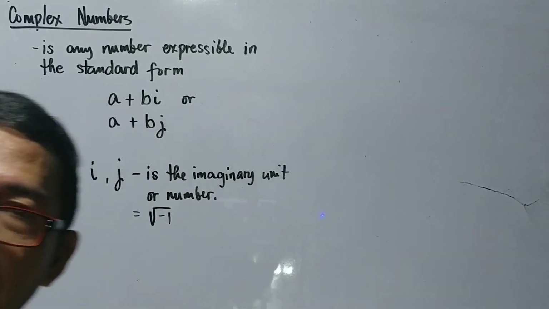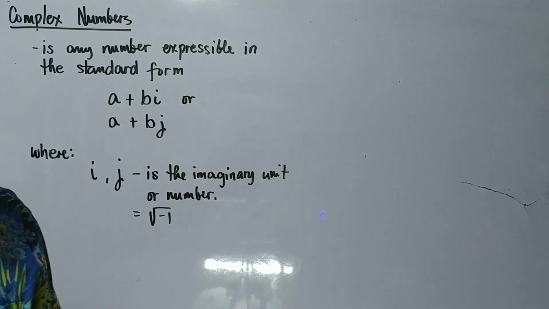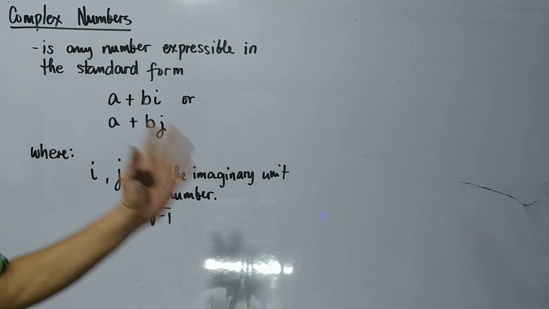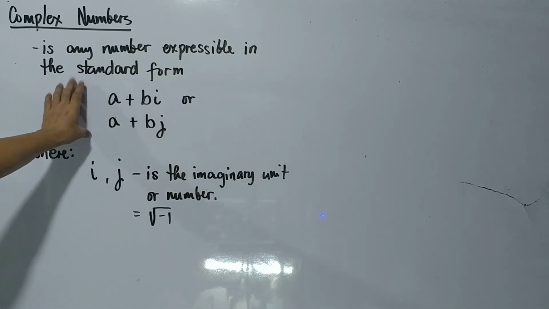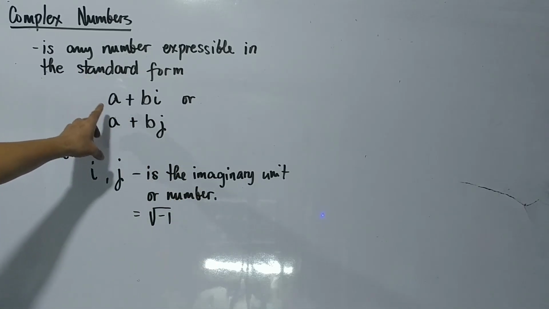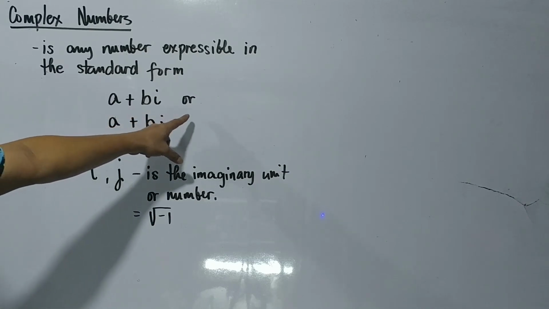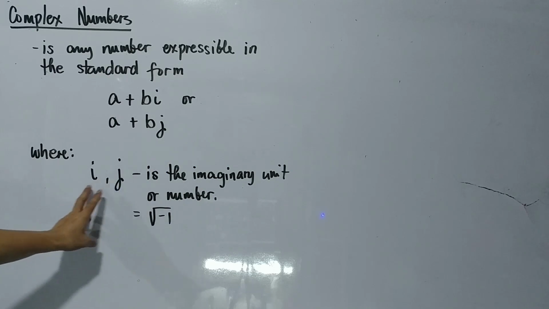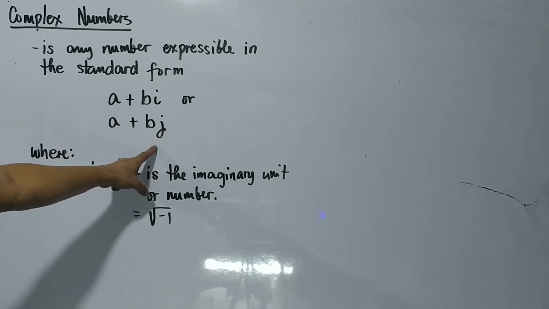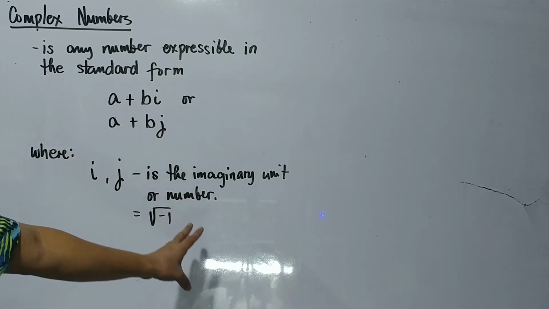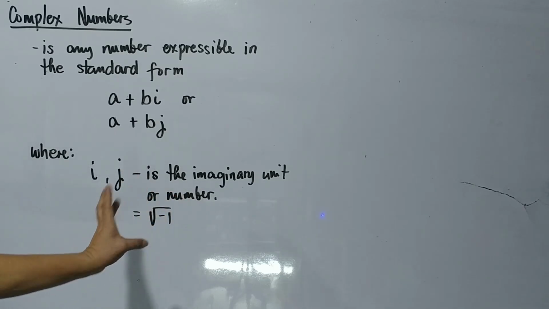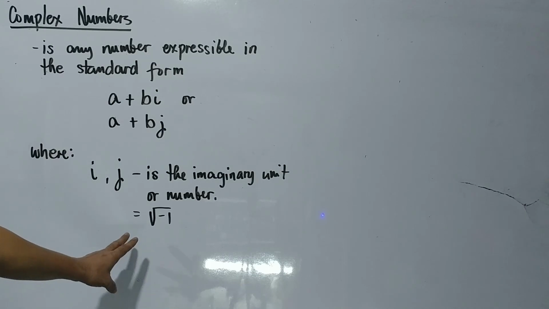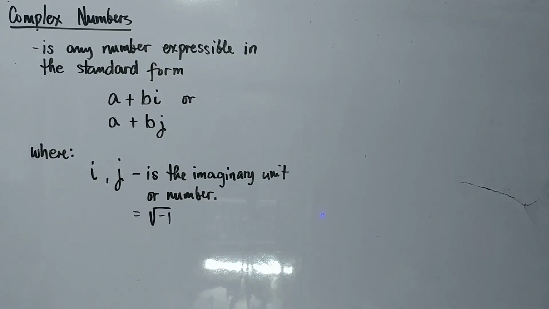So our topic for today is complex numbers. When we talk about complex numbers, we're referring to any number expressible in the standard form of a plus bi or a plus bj, where this i or j is the imaginary unit or number, which is equal to the square root of negative 1.